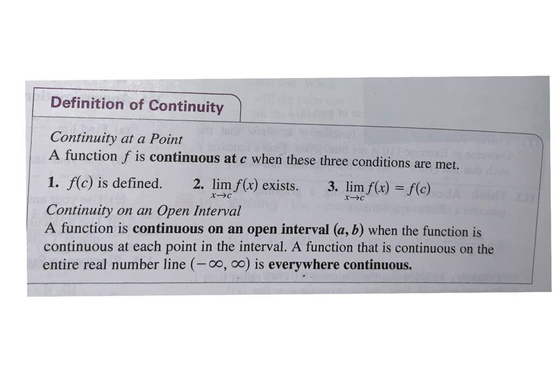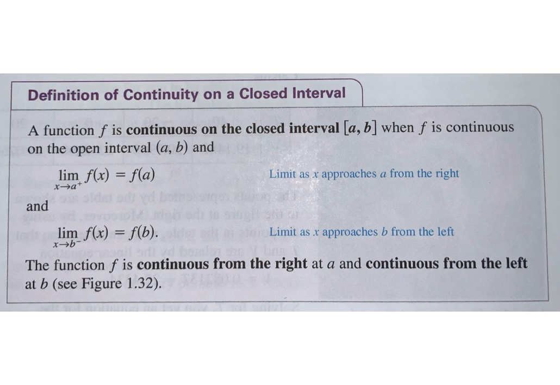Now, in order for it to be continuous on an open interval, it has to be continuous at every point in that interval. In order for it to be continuous everywhere, just like it sounds, it has to be continuous from negative to positive infinity. So, definition then on a closed interval: a function can be continuous on a closed interval if it meets all of those requirements for every point in that closed interval, which means it could be a discontinuous function overall over the real number spectrum, but it could be continuous on certain intervals.